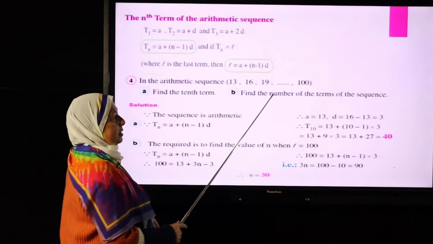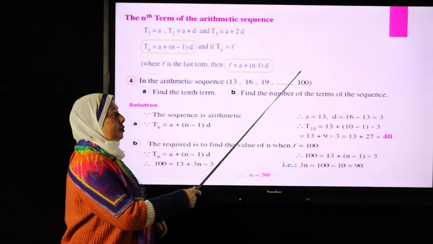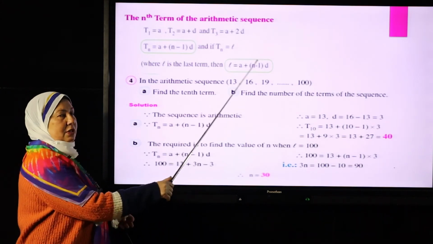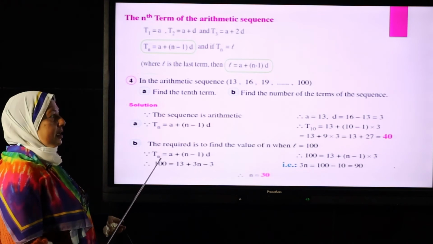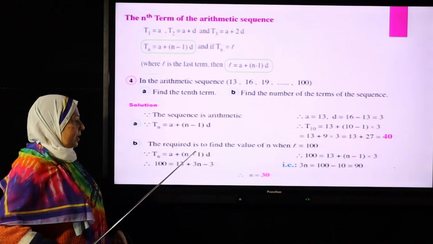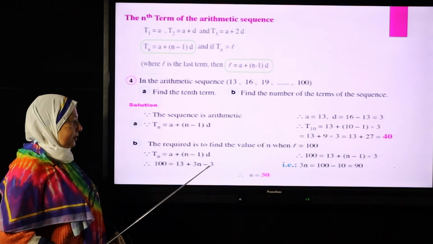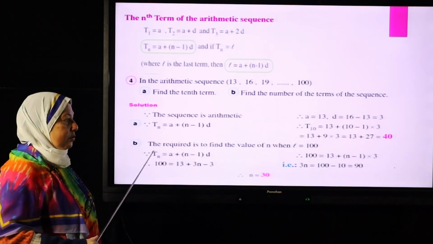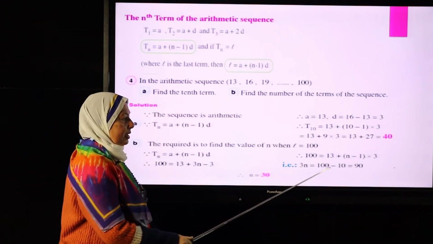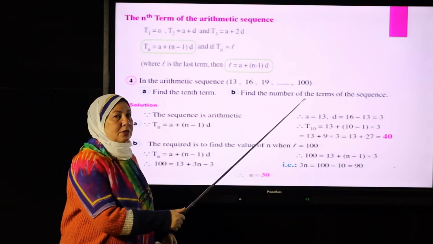Second, find the number of terms of the sequence. How many terms do I have here? The first term, and the last term of order what? Tn equals a plus (n minus 1) d for the last term. The same rule. Tn, the value of the last term, equals 100. What's the order? Therefore, a equals 13, d equals 3, n is the question. Find n. n times 3 is 3n, negative 1 times 3 is negative 3. By simplifying this equation, 100 equals 13 plus 3n minus 3, therefore 3n equals 90. Therefore n equals 30. T30 equals 100. Therefore the number of terms of this sequence equals 30.